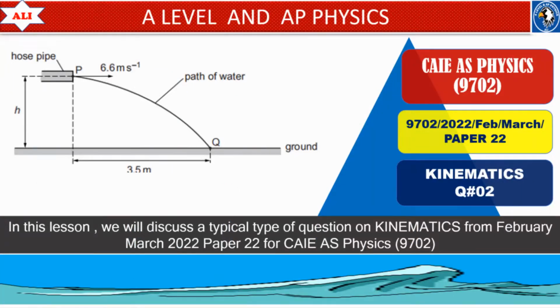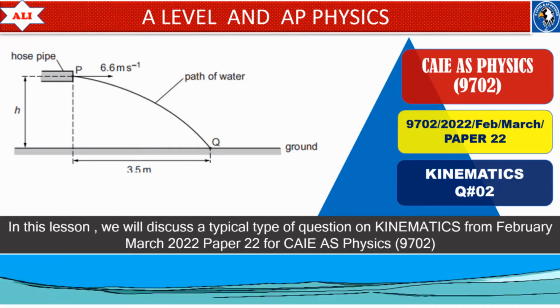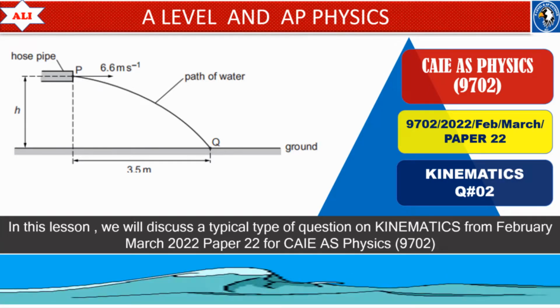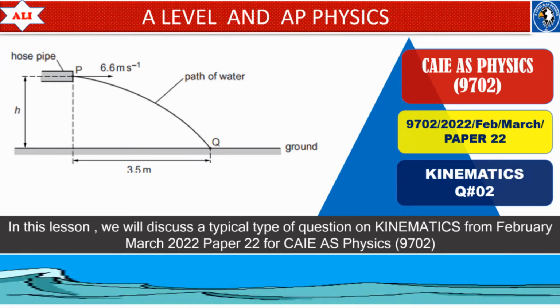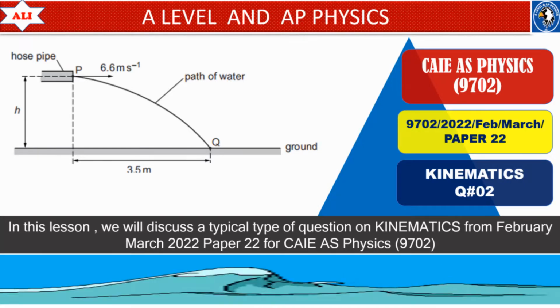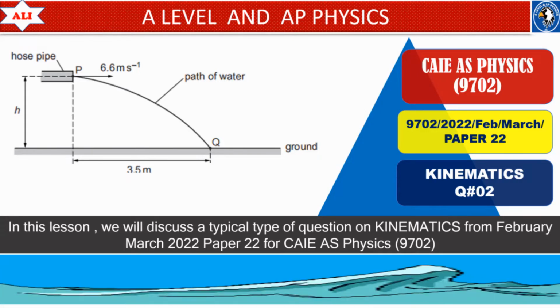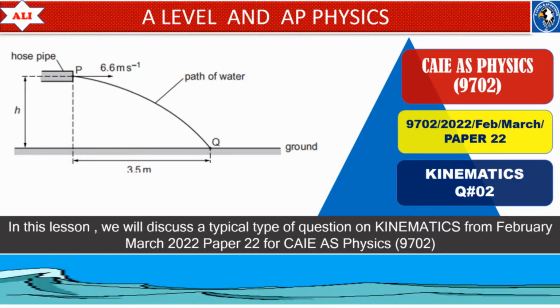In today's lesson, we will discuss one very important past paper question on kinematics from March 2022, paper 2. In this question, we will discuss the difference between distance and displacement and how to calculate total displacement of any object that is projected horizontally. And we will also discuss why the horizontal velocity of a projectile does not change if there is no air resistance.